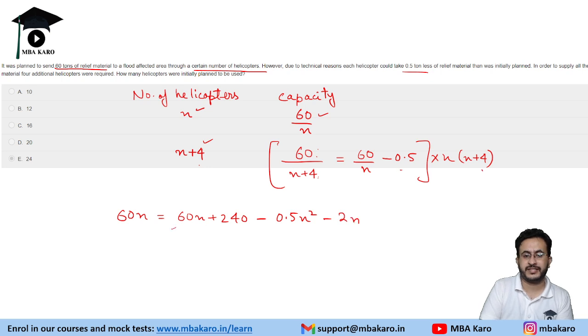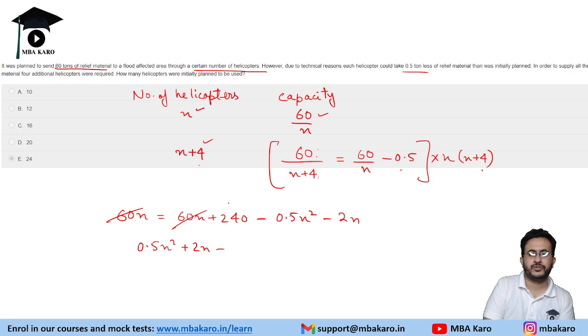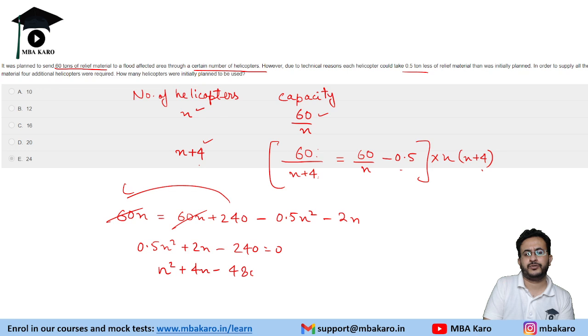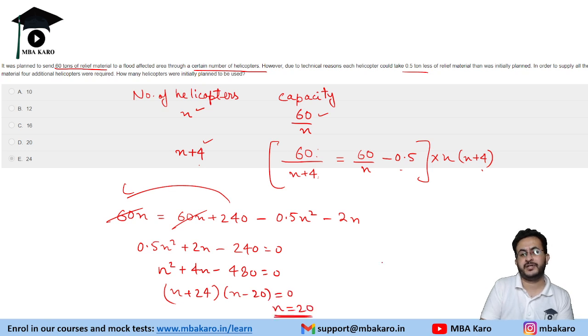So 60n gets cancelled. We take all the terms to this side: 0.5 n square plus 2n minus 240 equals 0. So n square plus 4n minus 480 is 0. So n plus 24, n minus 20 equals 0. So n is equal to 20. So the initial number is 20.